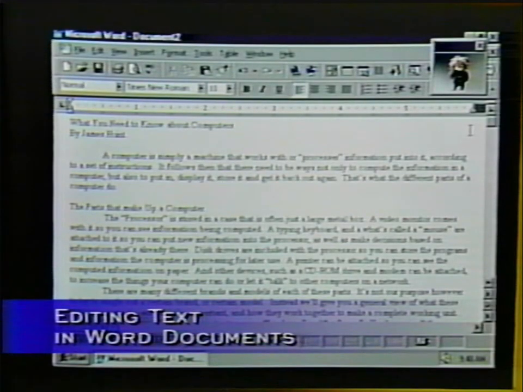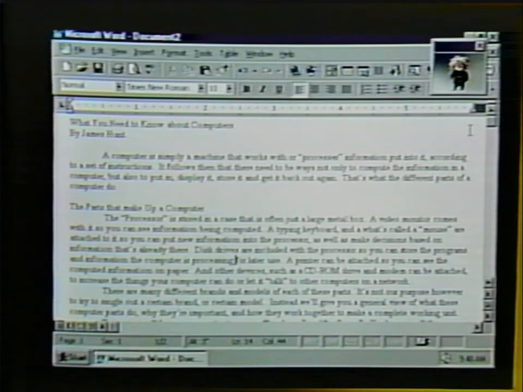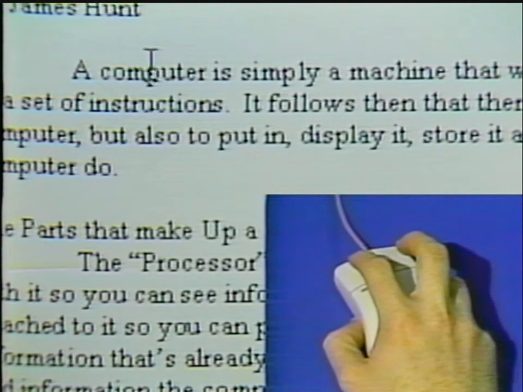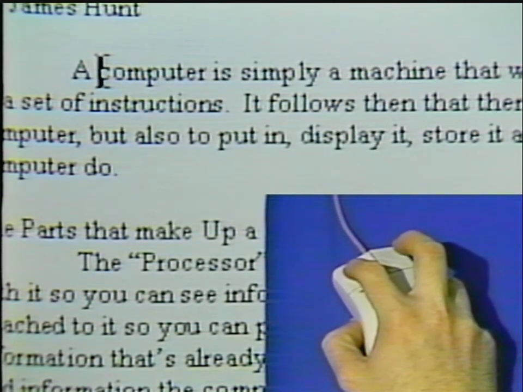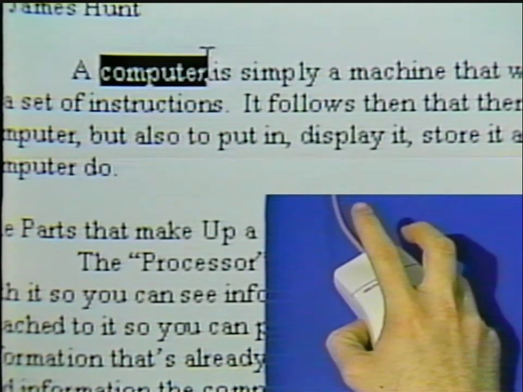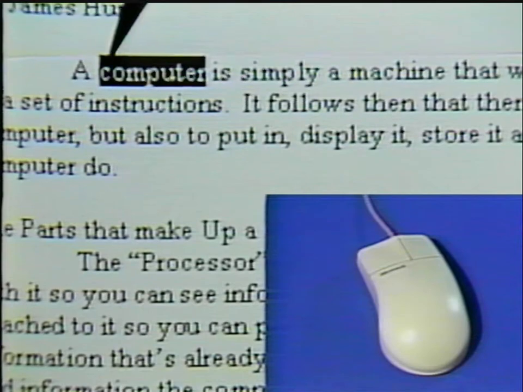Editing text in Word documents. Now we'll show you different ways to edit your text once it's typed in. First, we'll show you how to select text in the document and make changes to it. To select or highlight a word, place the mouse pointer right before the word, click and hold the mouse button down and drag across the word to select it. Then release the mouse button. This selects the entire word.